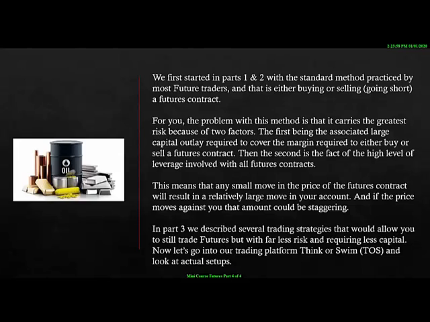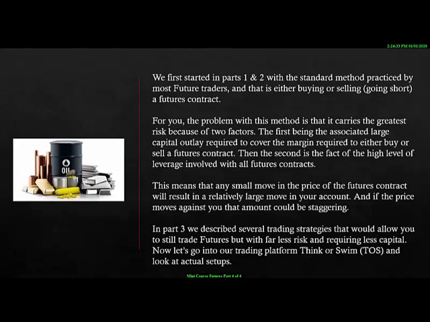So we first started in parts 1 and 2 with the standard method practiced by most futures traders, and that is either buying or selling, which means going short, a futures contract. For you, the problem with this method is that it carries the greatest risk because of 2 factors, the first being the associated large capital outlay required to cover the margin required to either buy or sell a futures contract, and then there's the second, which is the fact of the high level of leverage involved with all futures contracts. This means that any small move in the price of the futures contract will result in a relatively large move in your account. And if the price moves against you, that amount could be staggering.